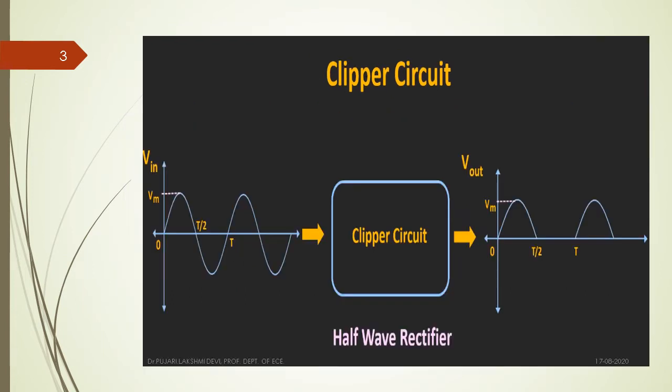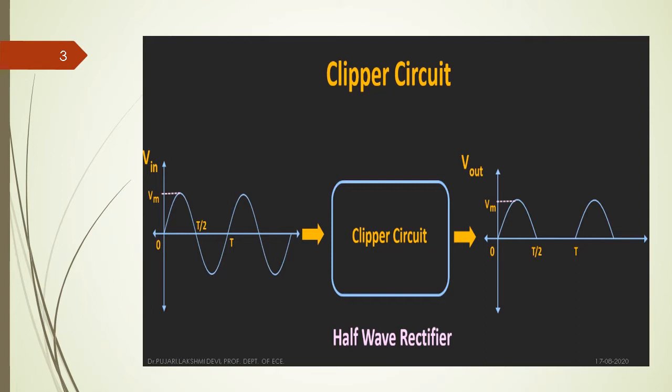See here, in what way we can show a clipper circuit: suppose this is an input, a given sinusoidal input, and this is the clipper circuit. As an application of diodes, first we can show the rectifiers, which convert AC into pulsated DC. Under rectifiers, the first one is the half wave rectifier. So here we are specifying that a clipper also acts as a half wave rectifier.